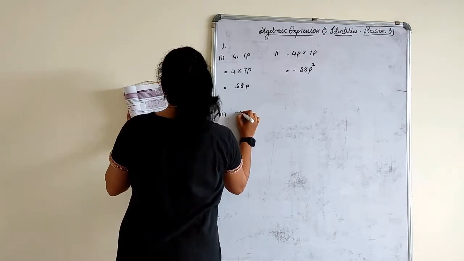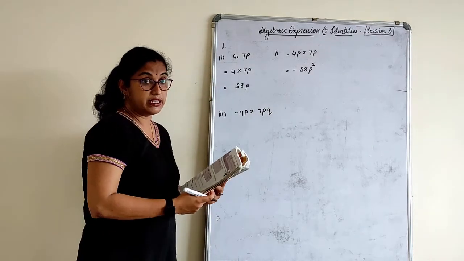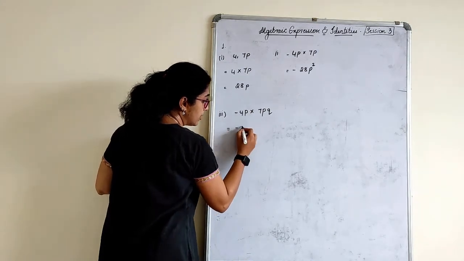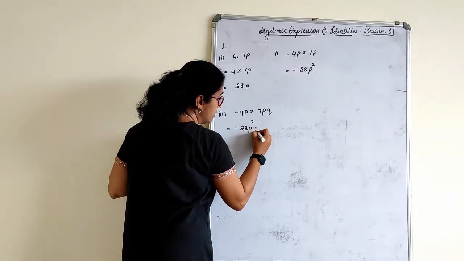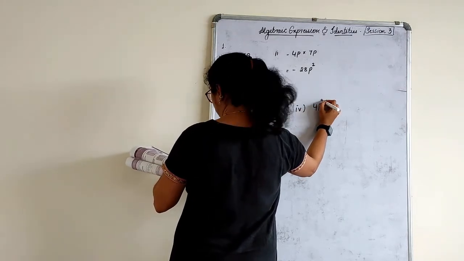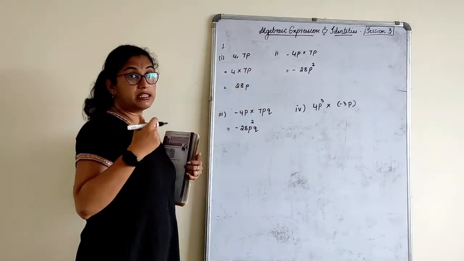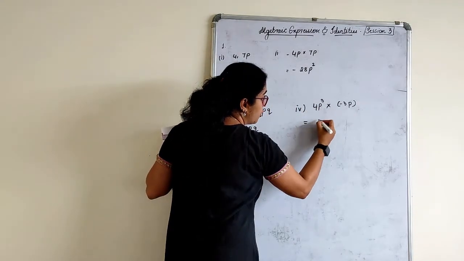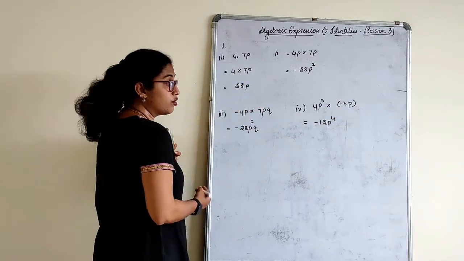Third one, minus 4p into 7p cube. We will first multiply the numbers with the sign and then we'll check with the variables. 7 fours are minus 4 into 7 is minus 28. p one time, p three times, p to the power 4. Fourth one, 4p cube into minus 3p. You will again study about exponents, children, about how the powers work. 4 threes are minus 12, p 3 times, p 1 time, it is p totally 4 times.